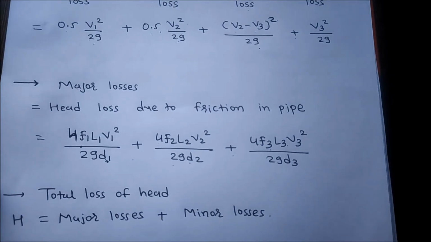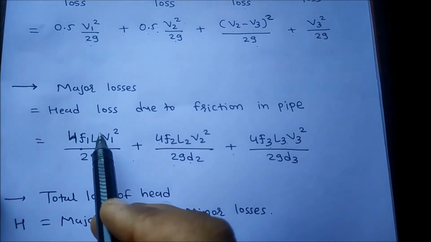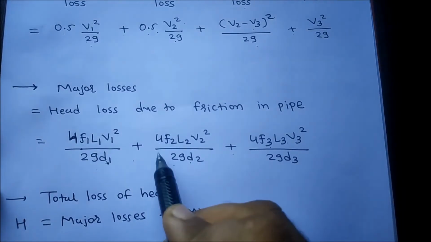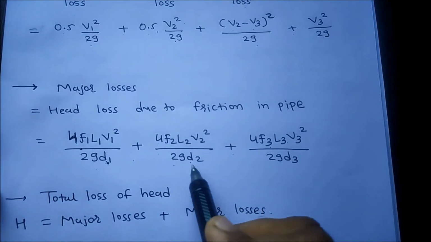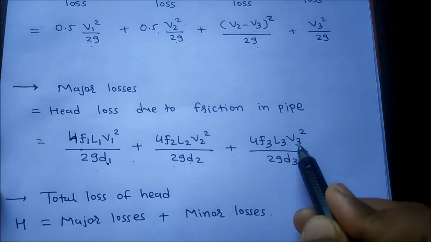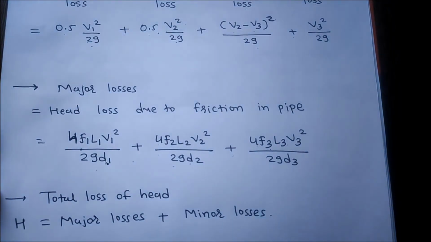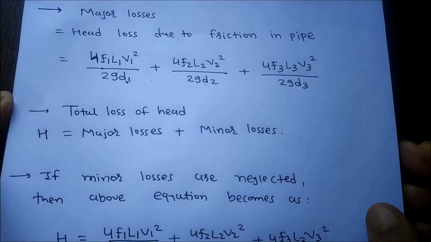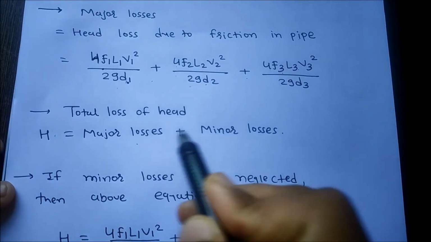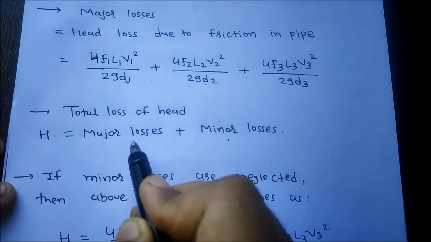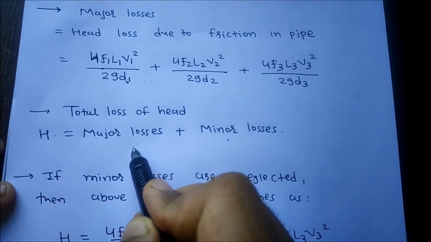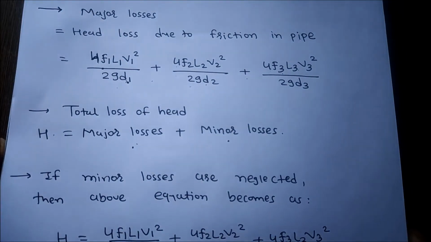So the major losses equation is 4f1 L1 V1 square by 2g D1 plus 4f2 L2 V2 square by 2g D2 plus 4f3 L3 V3 square by 2g D3. So the total loss of head, H, is equal to major losses plus minor losses. Simply put in the values of minor losses and major losses.